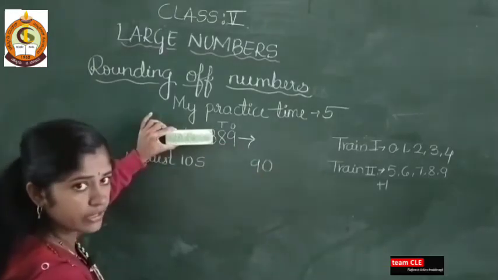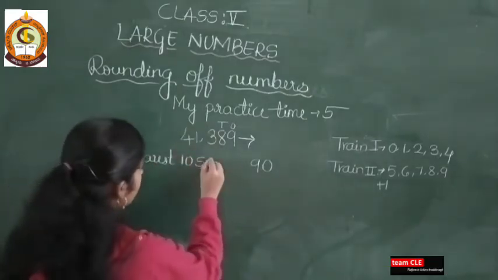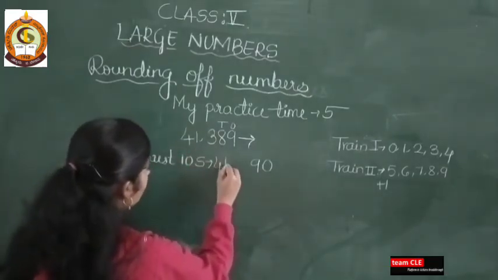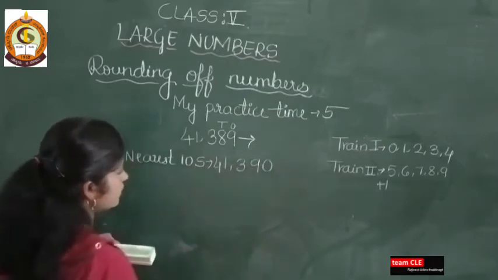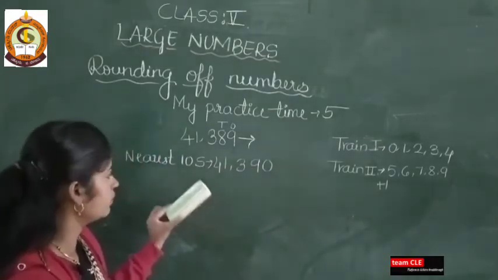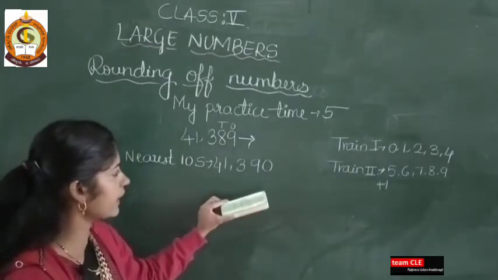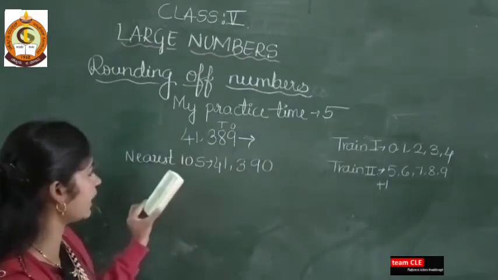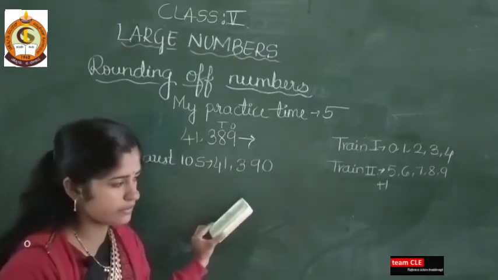But don't write only this much, you have to write the remaining digits also: 4, 1, 3, 9, 0. So 41,390 is the rounded number if I round off to the nearest tens.